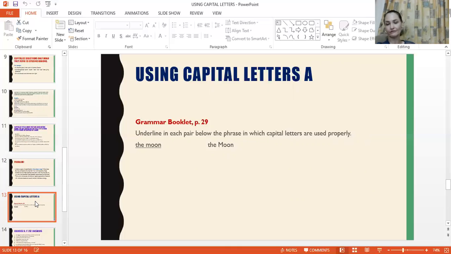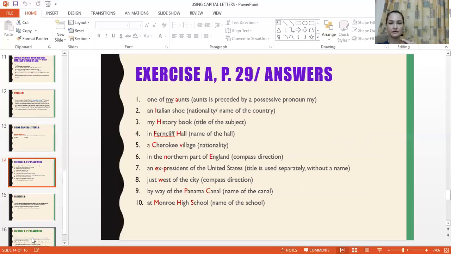But then it's personification. Normally, we do not capitalize them. Okay, so here I will show you the correct answers to this exercise in case you have doubts. And in brackets, I explain to you why this or that word is capitalized or not. Look, one of my aunts. Aunts should not be capitalized because it's preceded by a possessive pronoun, my.